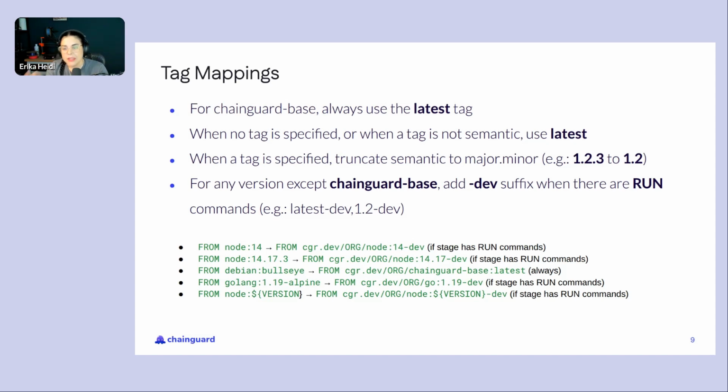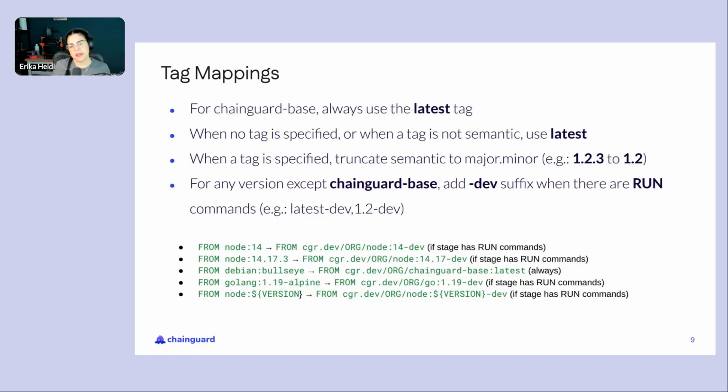But there is an exception. If any RUN instructions are detected, then it's not going to use latest. It's going to use latest-dev, which is the full image that has the build tools, the APK manager and APK toolchain, and also a shell. If a tag is specified, then it will truncate semantic versions to major.minor. And for any image except Chainguard base, the dev suffix is added, as I mentioned before for latest, if there are RUN instructions.